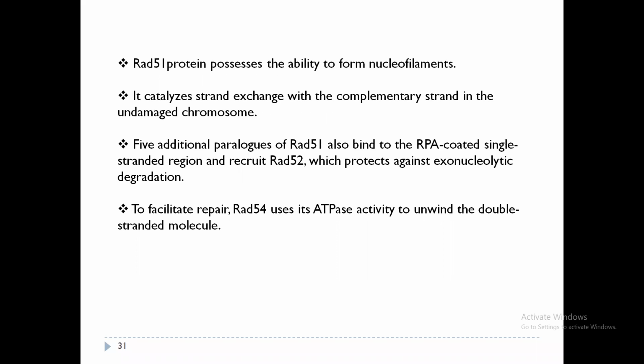Rad51 protein possesses the ability to form nucleofilaments. It catalyzes strand exchange with the complementary strand in the undamaged chromosome. And there are 5 additional paralogs of Rad51. They also bind to the RPA coated single stranded region and recruit Rad52, which protects against exonucleolytic degradation. To facilitate repair, Rad54 uses its ATPase activity to unwind the double stranded molecule.